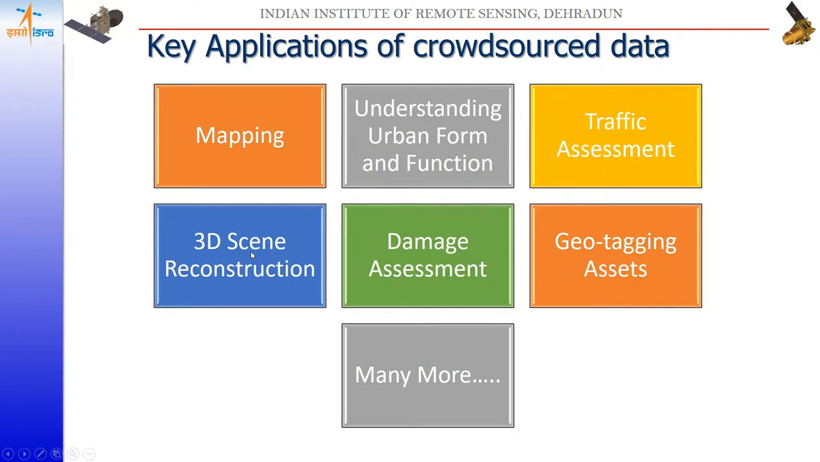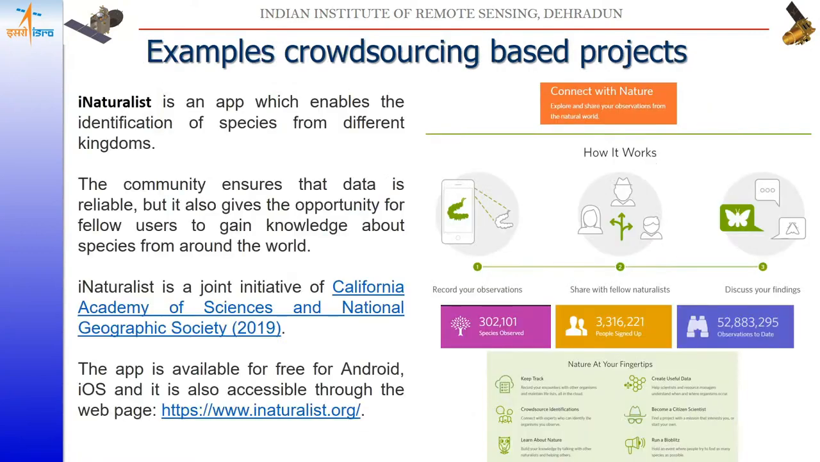There are many more applications which can be performed with the help of crowdsourced data sets. Some examples, apart from those online applications, are mobile applications also. There is one very good project called iNaturalist. It is basically a mobile app which enables the identification of species from different kingdoms. This crowdsourcing-based project has been initiated by the Academy of Science and National Geographic Society in California. So this is readily available.